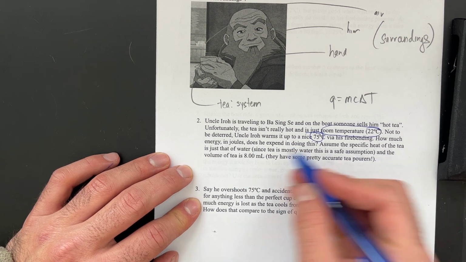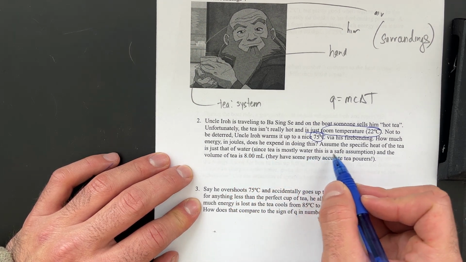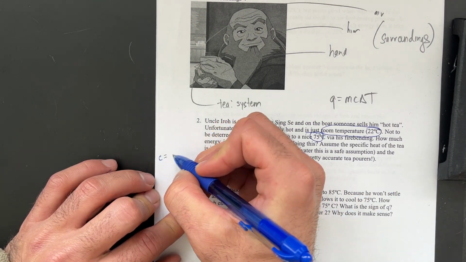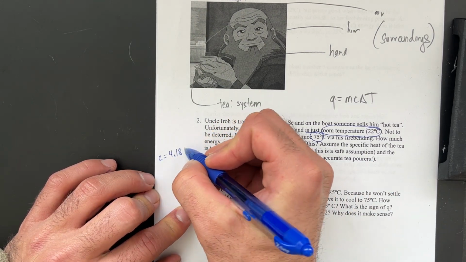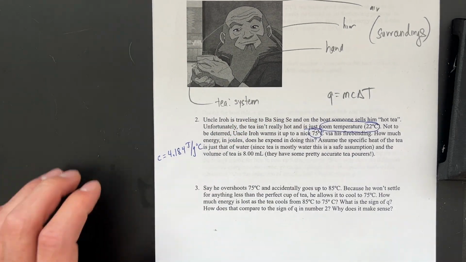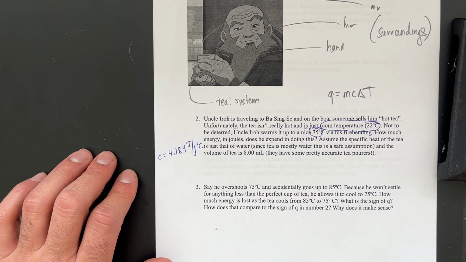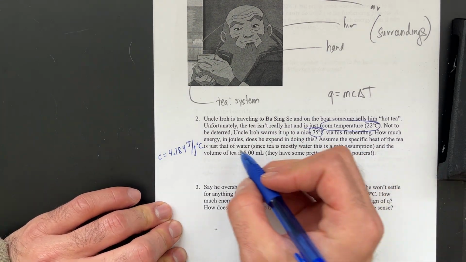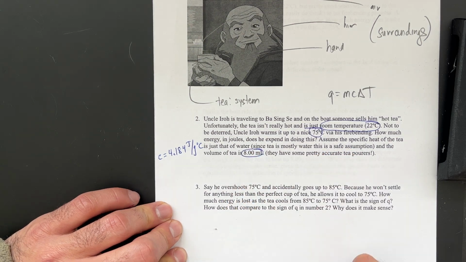Assume the specific heat of tea is just that of water. Since tea is mostly water, this is a safe assumption. Now, the specific heat capacity of water is 4.184 joules per gram degrees Celsius. You can see that in our notes, as well as I'll give it to you on a test. You don't have to memorize these things. And the volume of tea is 8 milliliters.